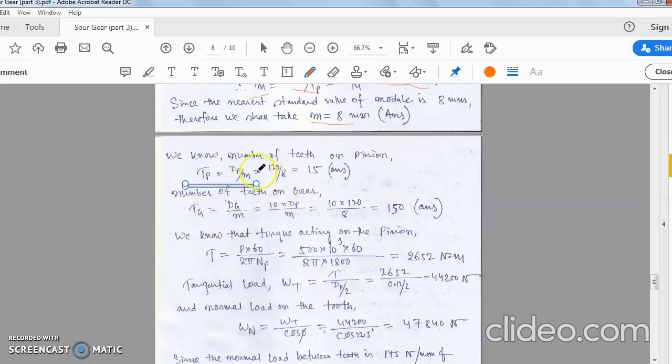Now for module, as we have got the module and the diameter of the pinion, TP will be 120 by 8, that means 15. So the number of teeth on the gear will be TG equal to DG by M. As I have already told you, what is the condition of meshing two gears? The module or the pitch circle must be same for the two meshing gears.